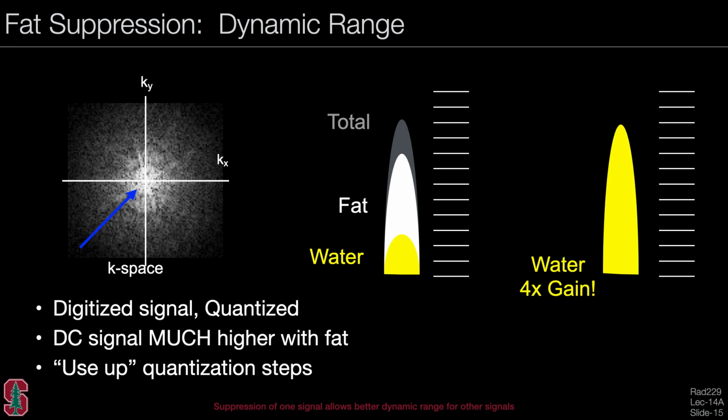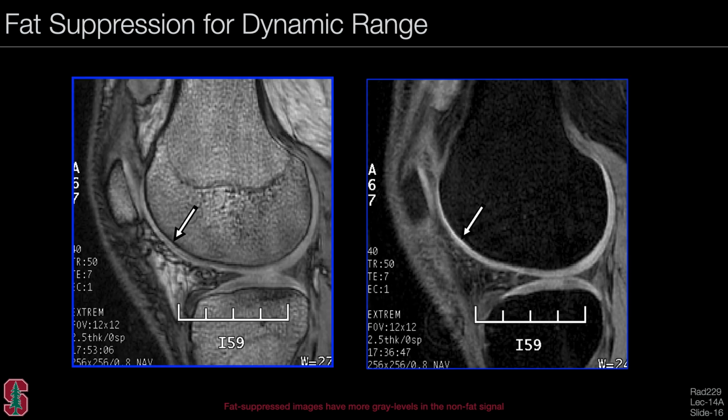Unfortunately, because we're acquiring our images in k-space, this quantization applies to k-space and not image space. So it's difficult to actually undo the effects otherwise. This is just an example of a fat-suppressed image on the right versus a non-suppressed image on the left. It's a very subtle effect, but there are fewer gray levels on the left than there are on the right, applied to cartilage. And this may be visible to you. It's quite a subtle effect, but it's a real effect that we have to consider.